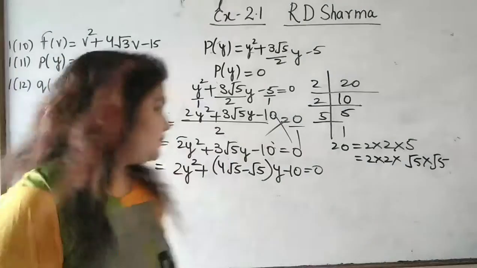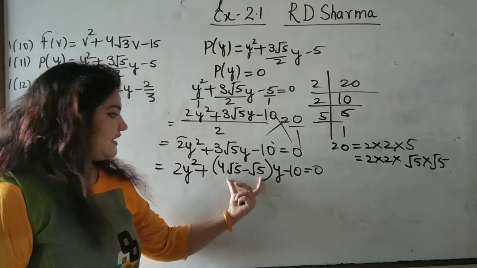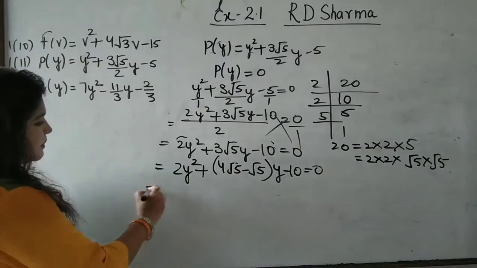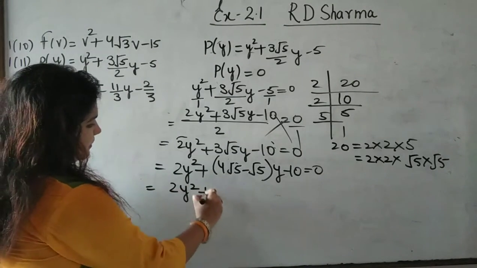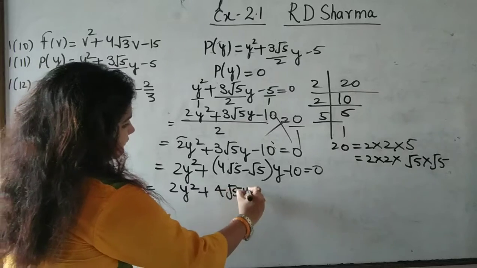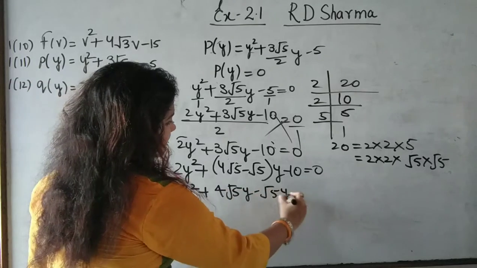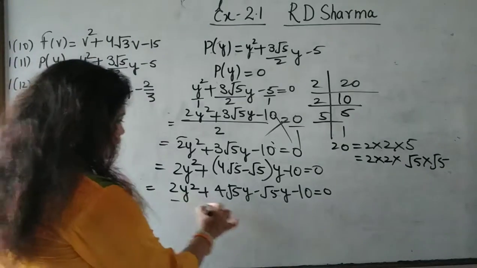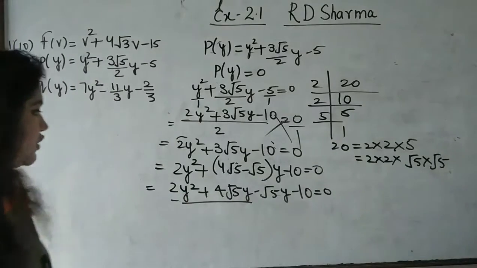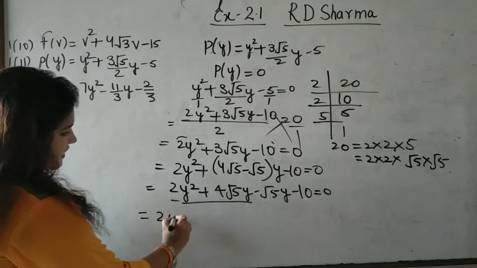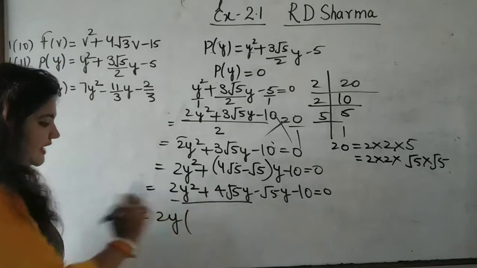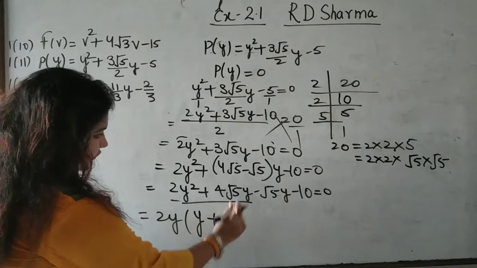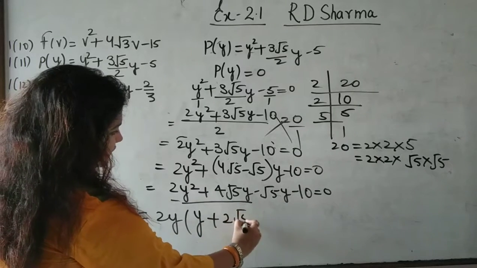Right? What have I done? In the place of 3 under root 5, I have written 4 under root 5 minus root 5. Okay. Now we are going to open the bracket. 2y square plus 4 under root 5y minus under root 5y minus 10 is equal to 0. Now from these two terms, we will take something common. What is common actually? 2y is common. So what will be left here? Only y. What will be left here? 2 under root 5.